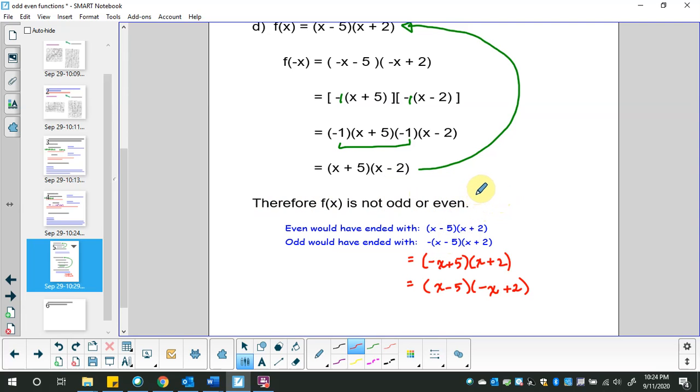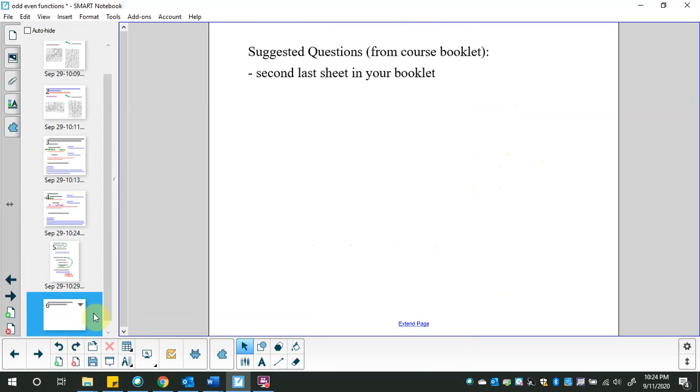On the Google site, there are some supplemental worksheets that I found online that I quite liked, so I put them there so you can look at it and maybe spruce yourself up a little bit if this isn't enough for you. But in your work booklets, it's the second last sheet in your booklet. I think the answers are on the last sheet, but I'm not 100% sure. But that's how this works.